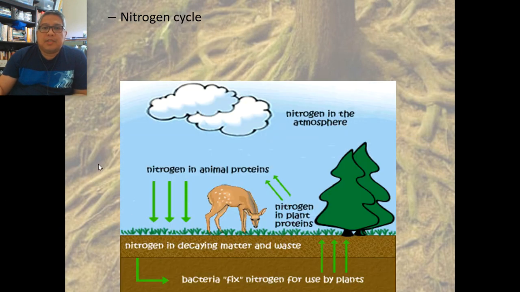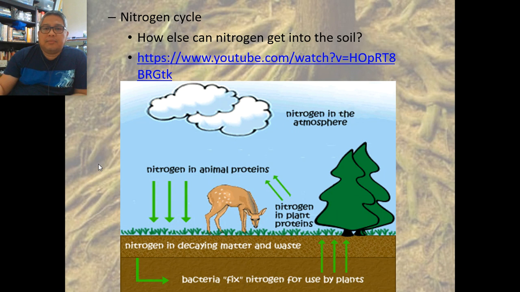Okay. So, nitrogen cycle. How else can nitrogen get into the soil? You have nitrogen in the atmosphere, and then that nitrogen will be used by nitrogen-fixing bacteria. After they fix it, it will be usable for plants, and then the plants will use it. Animals will. Okay, so we're looking at the cycle.